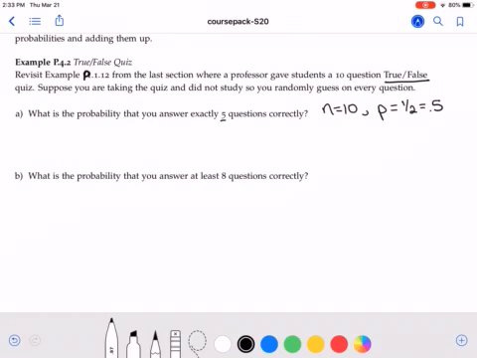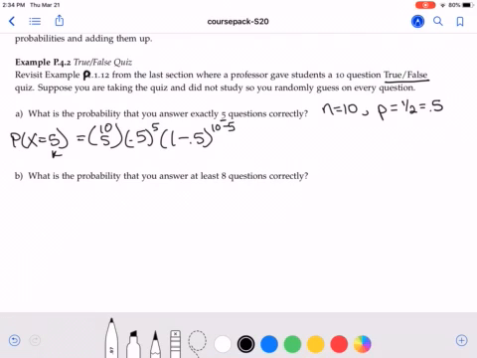We're looking then here at exactly 5. So we're looking for the probability that the number of successes, which here success would be a correct question, is 5. So plugging in everything for our formula, n of 10, p of 0.5, and then the other value we have is our k, which here will be equal to 5. We will get 10 choose 5, 0.5 to the power of 5, 1 minus 0.5 to the 10 minus 5.